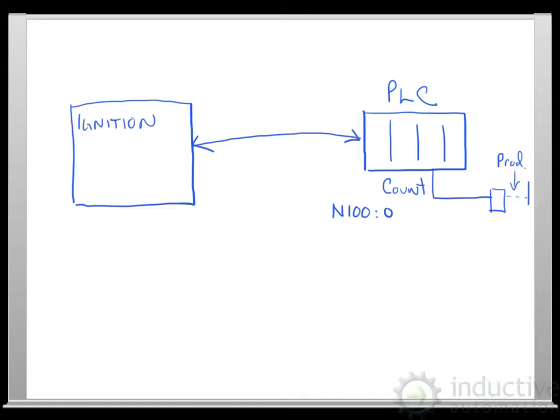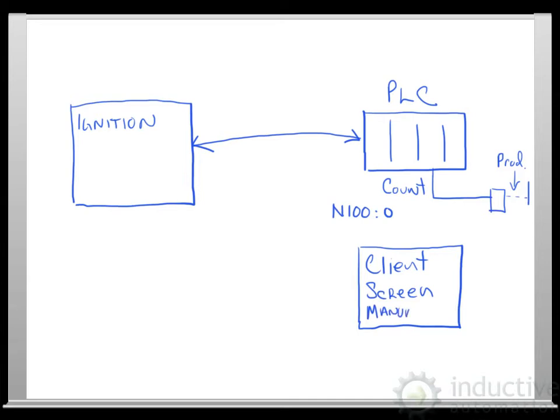Another way to do it is that we might have a screen and a client screen, which is Ignition, and you have an entry. So the operator, this method is manual. They enter in a count value, and then that is used for the OEE production count.